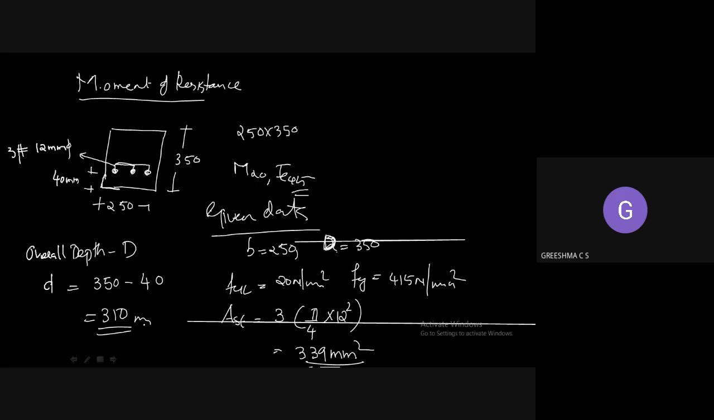Okay, ready? Now let's continue with this problem. Okay, so we are going to the problem. So here, to find out the moment of resistance. Okay, so they have asked you to find out the moment of resistance. To find the moment of resistance, first of all you need to find out the depth of neutral axis.